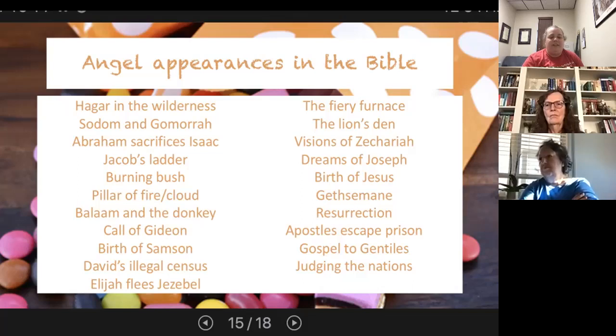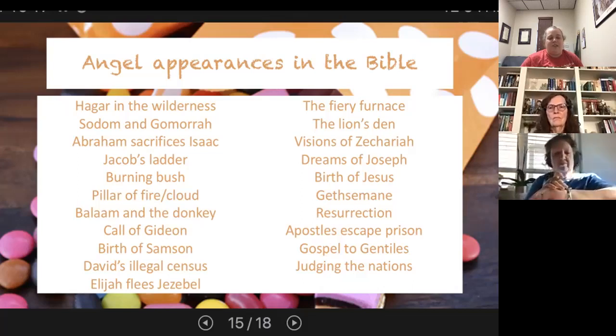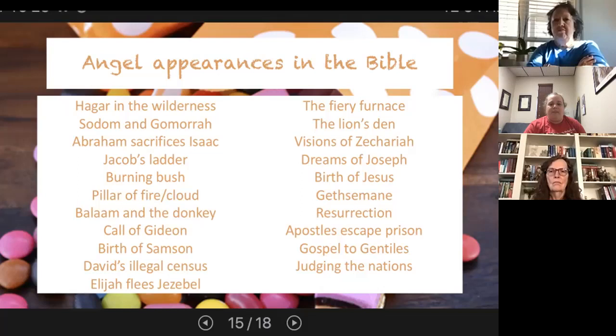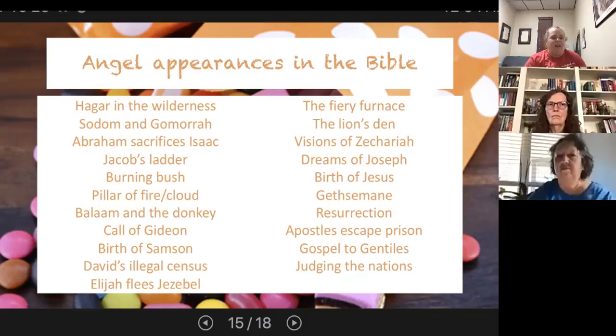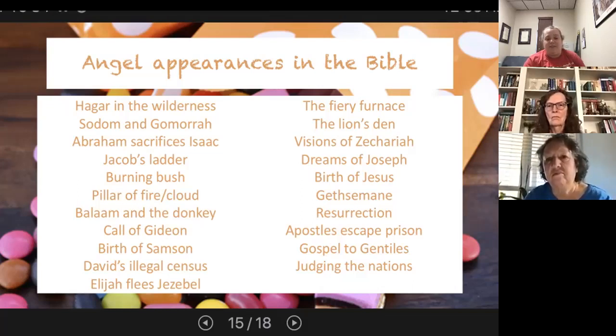An angel appears in the story of the call of Gideon, and in the story of the birth of Samson, there's a proclamation to Samson's mother, just like there's a proclamation to Zechariah and to Mary about the birth of someone important. There's an angel that appears in the illegal census story with David, which is interesting because that angel is sent to kill everyone because God is angry with David for having taken this census. And so the angel is sent to kill all the people of Israel until David says, I'm the one that's wrong. Please don't take it out on these innocent people.